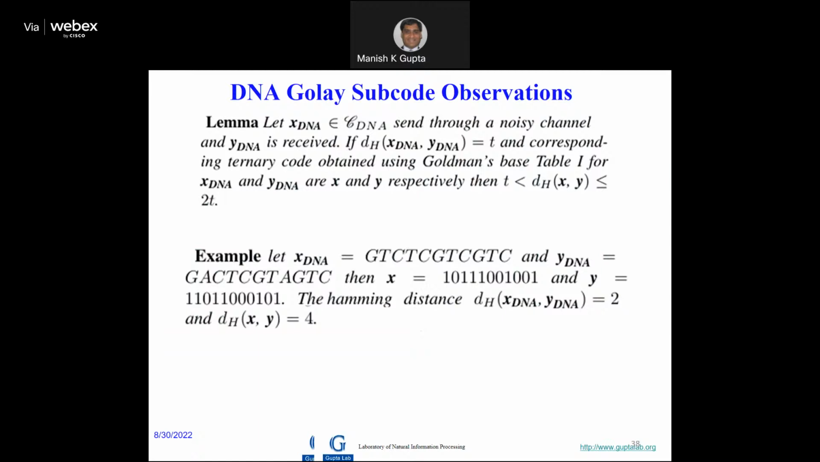You can see that if X DNA is this, Y DNA is this, the corresponding vectors are like this, and the distance is 4 here. If this distance is 2.